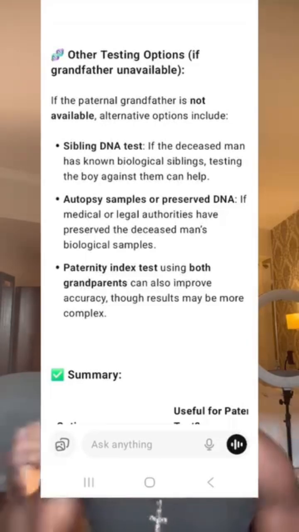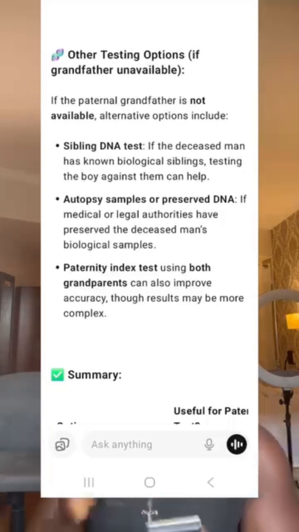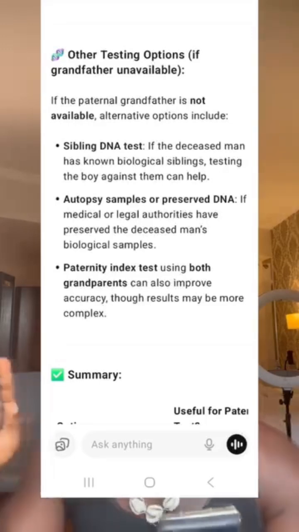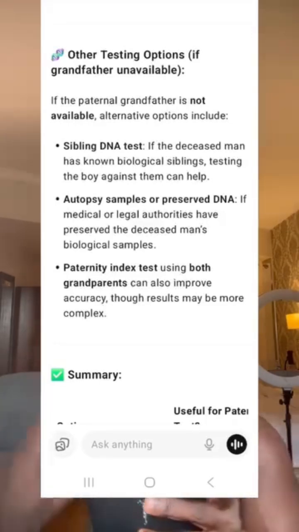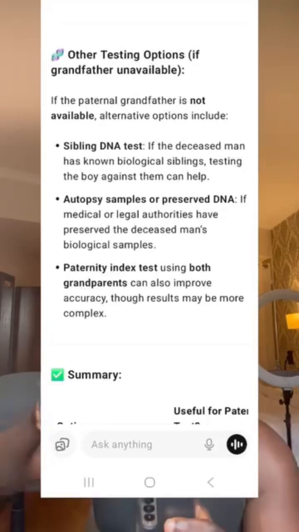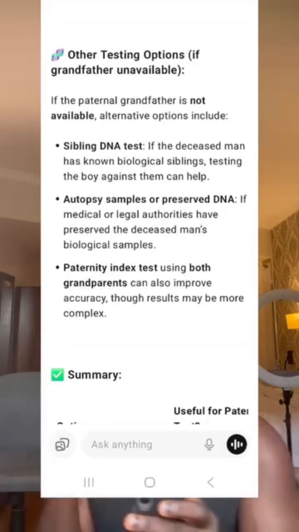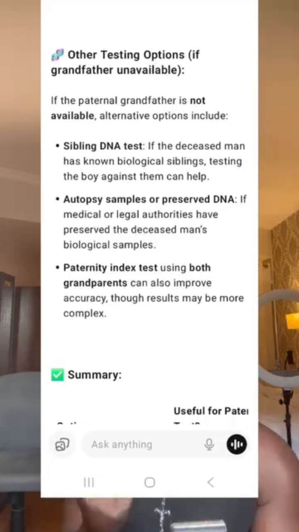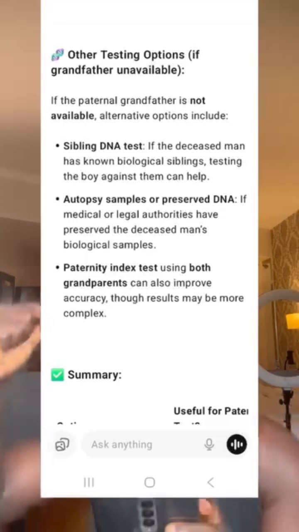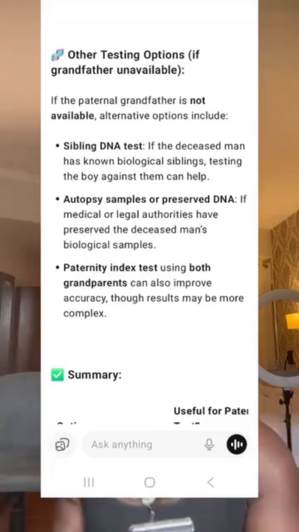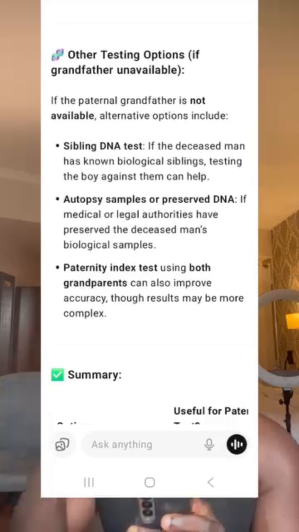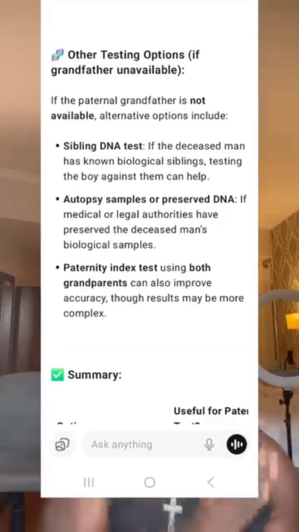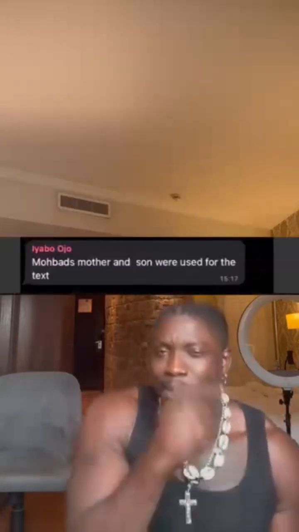Other testing if the grandfather is not available, right? If the paternal grandfather is not available, alternative options include sibling DNA test. If the deceased man has known biological siblings, testing the boy against them can help. Autopsy sample or preserved DNA, like as Mohbad did, when they exhumed and carried some parts. If medical or legal authorities have preserved the deceased man's biological sample, paternity index test using both grandparents can also improve accuracy. That is, they would have to use Baba Mohbad and Mama Mohbad. But in this case, they claim they used Mama Mohbad.